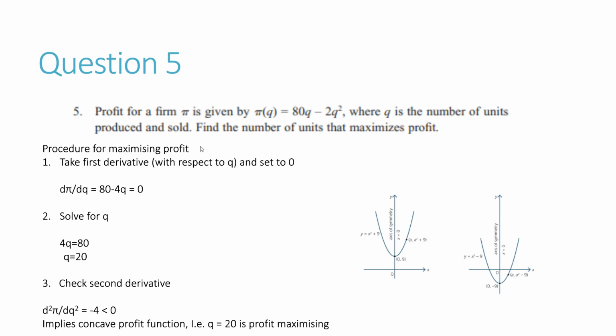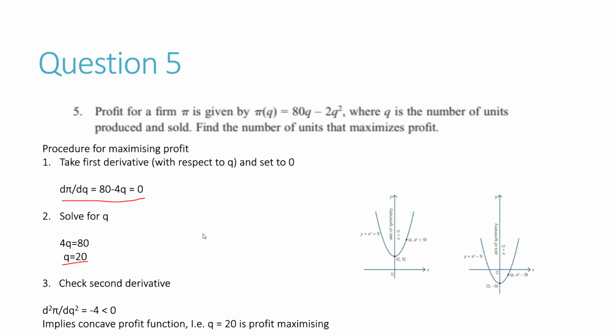So we take the first derivative of this profit function with respect to Q. I'm going to get rid of that because I've made a bit of a mess on that one. Back. Cool. So we take the first derivative with respect to Q and set that to 0. We end up with this equation here. We solve for Q, very straightforward. Q is equal to 20.